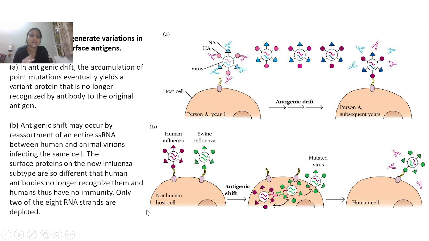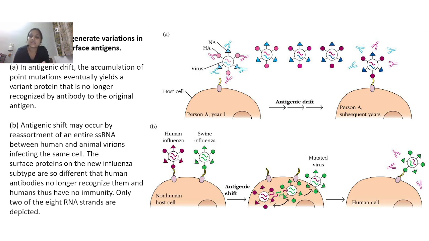Only two of the eight RNA strands are depicted. Since there will be eight strands, here they have only shown two strands, like HA and NA, suppose. This human influenza has a different HA, and this swine influenza has a different HA. So what if this HA of human influenza and NA of swine influenza mix together? It will form a mutated kind of virus which again can affect the human cell.